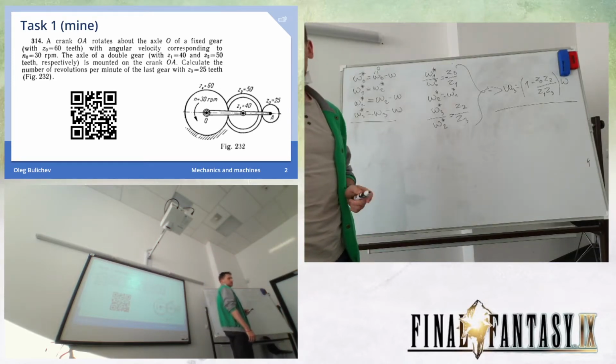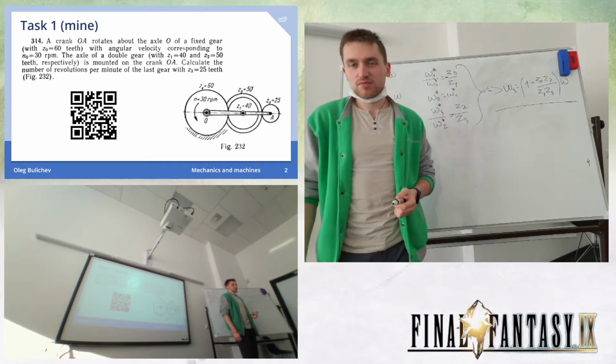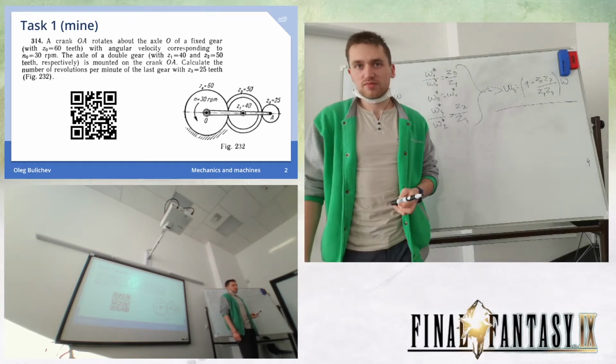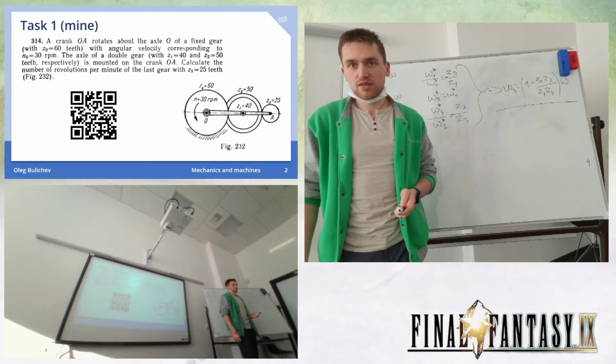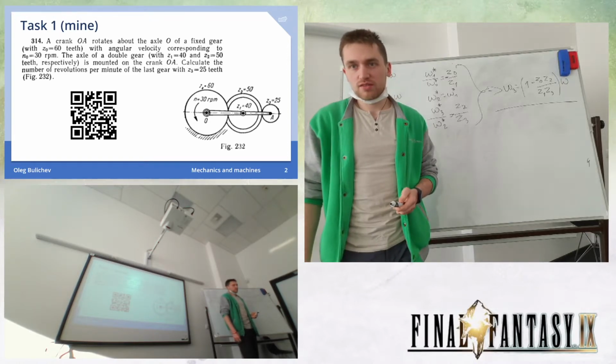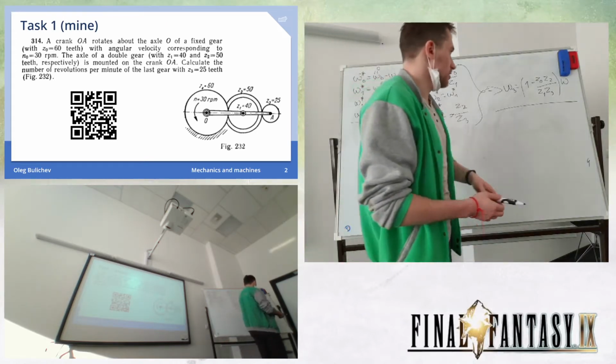Actually, I like the method when we compare the radii more. Since we know this radius, we know the angular velocity. After this, we know this smaller radius, and we can relate them. For some reason, I like it more. Maybe this is the original one.